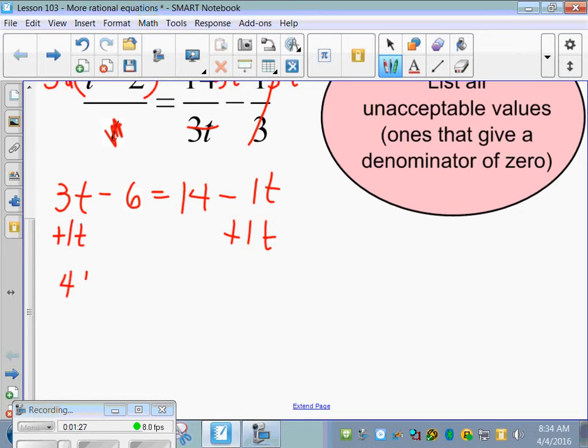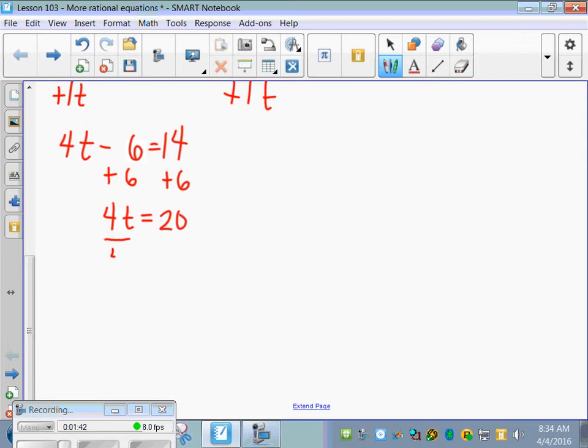So I have 4t minus 6 equals 14. And I'm going to add 6 to both sides. So we get 4t equals 20. And I'm going to divide by 4 on both sides. And I get t equals 5.